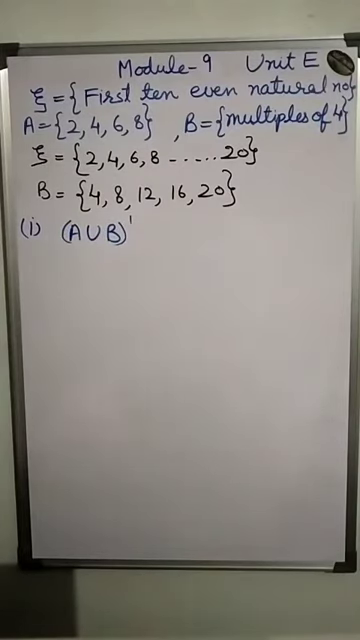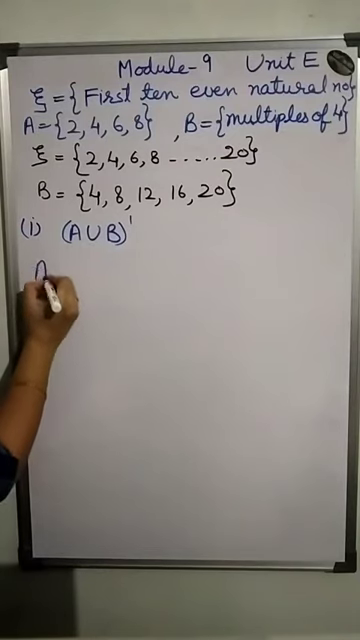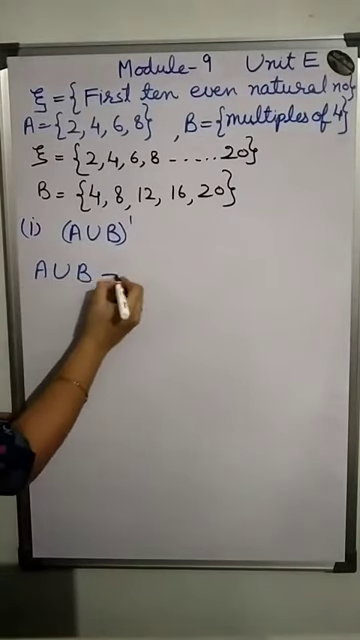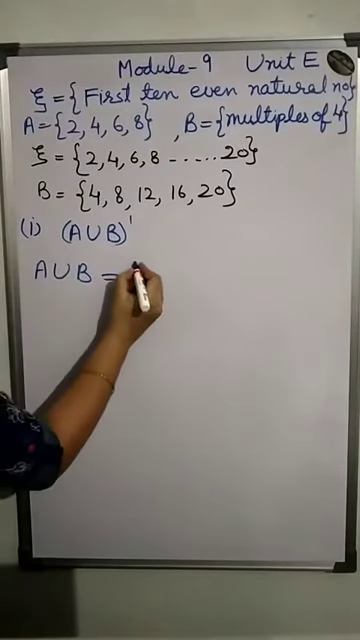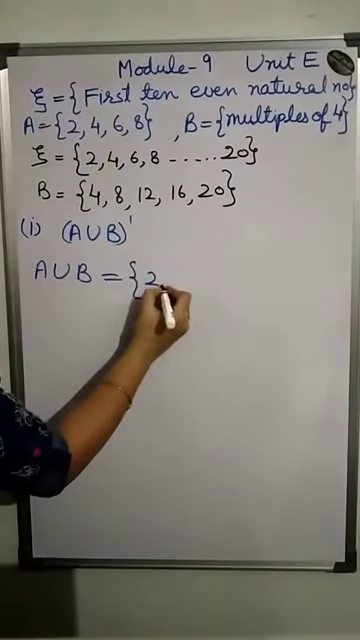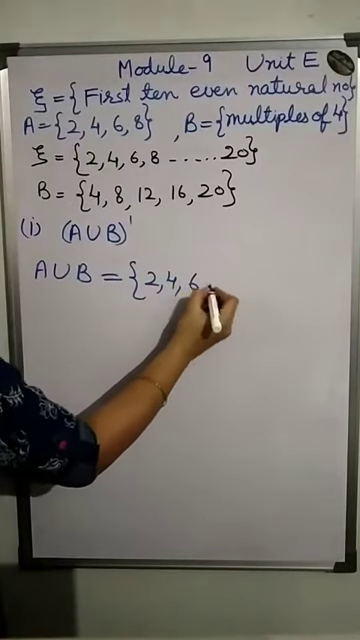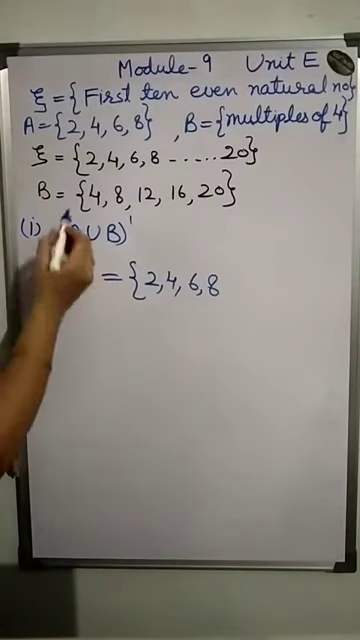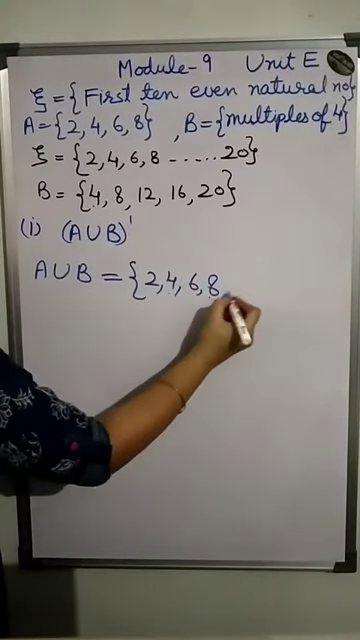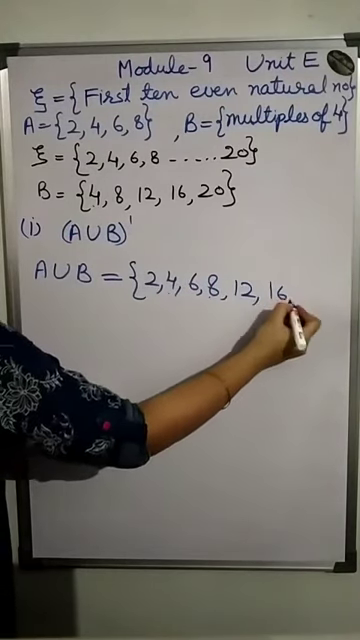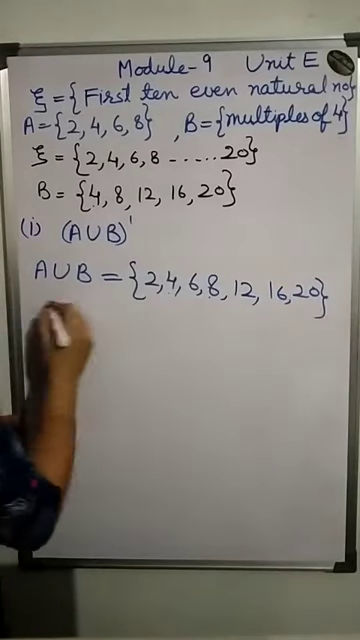So first we calculate A union B. A union B means the collection of elements of A and B without repetition. So first we write all the values of A, then we check from B. 4 we already written here, 8 is already written here. Now write down 12, then 16 and 20. So this is called A union B.